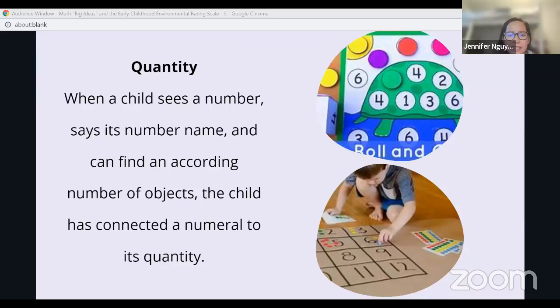Again, number sense. So if you look at the picture at the top, the turtle matching game, those are numbers. However, that game doesn't give us any information about quantity. So that's really just matching numbers to numbers. So we're learning number recognition. However, if you look at the picture on the bottom, the child with the chart, he's putting the number of stickers on the numeral, the number name. So he's on 6. So his goal is to put 6 stickers on number 6.